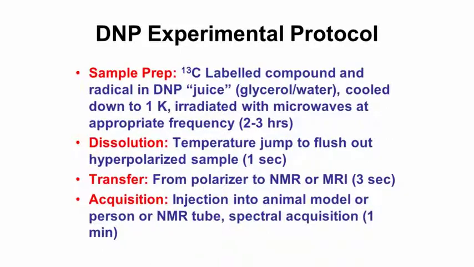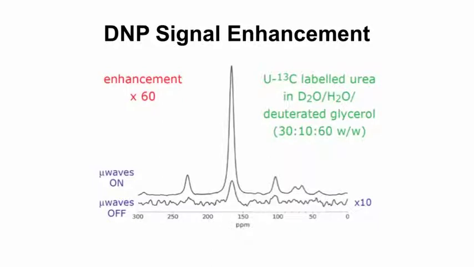Then you do a rapid temperature jump, so it melts. It's still highly hyperpolarized. And then you transfer it very quickly, in a few seconds, to the NMR or to the MRI or to the animal, which is in the MRI. Then you start acquiring. So it could go either into an NMR tube, a person, or an animal, and collect. And because it's so highly polarized, you don't have to collect for very long. So you've got this great signal. And this is just illustrating it here.